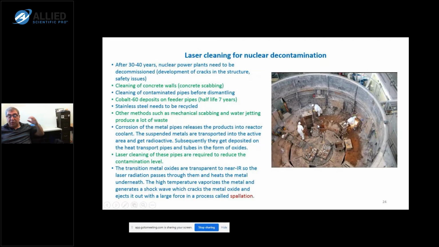And then we come to the nuclear industry. It's a very interesting application in Ontario and Quebec.